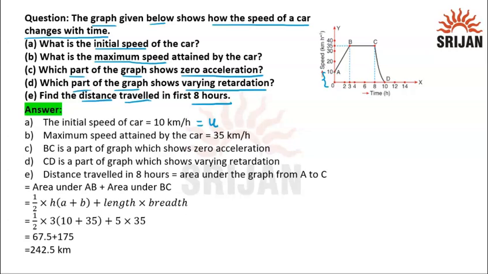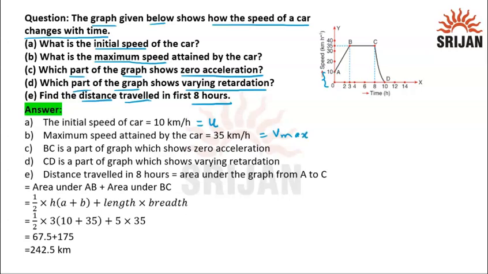Now the second part: what is the maximum speed attained by the car? This graph goes like this. What is the maximum point till which the graph reaches? At B, there is no other point. B or C is the highest point, and the value of maximum velocity remains the same at B and C because B and C are at the same height. So the maximum velocity is 35, because point B corresponds to 35. So this is 35 kilometers per hour. We can say this is V max, the maximum velocity attained.